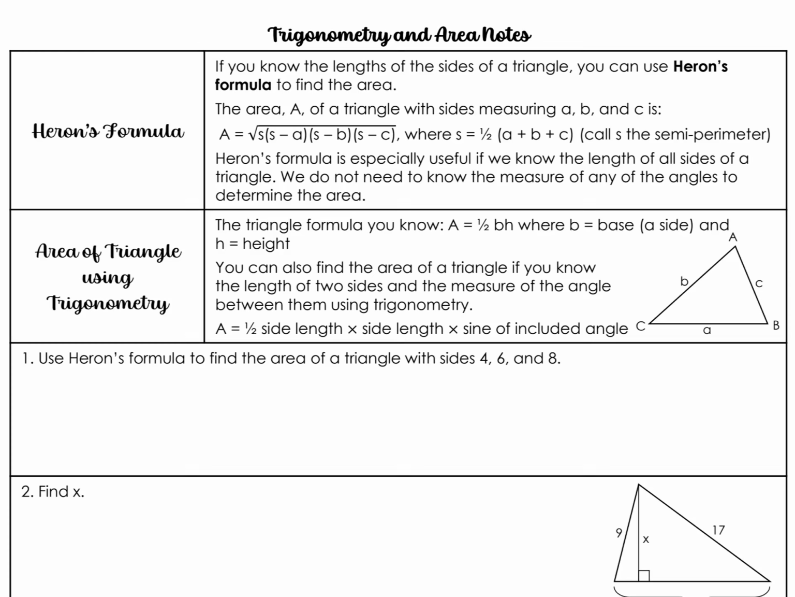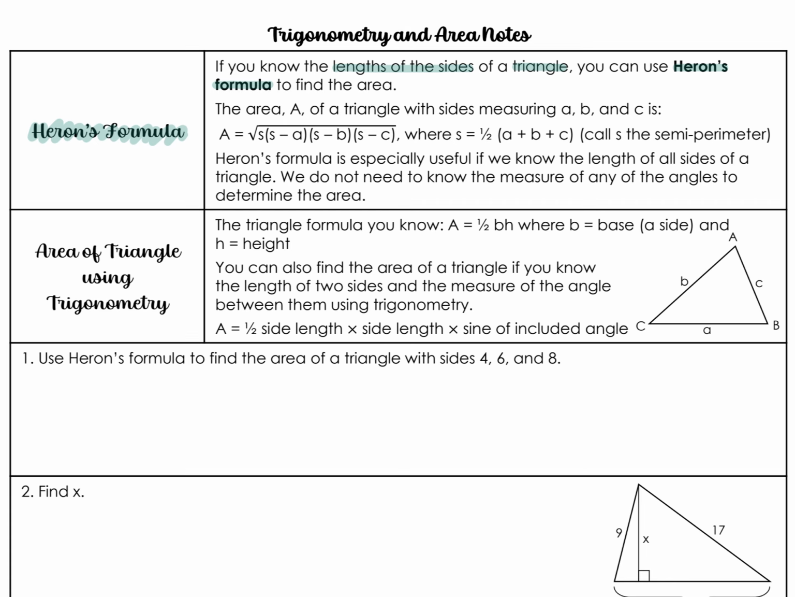In this video, we're going to go over Heron's formula, as well as how we can find the area of a triangle using trigonometry. All right, so to begin, we have Heron's formula. If you happen to know the lengths of the sides of your triangle, so all three sides, you can use Heron's formula to find the area.